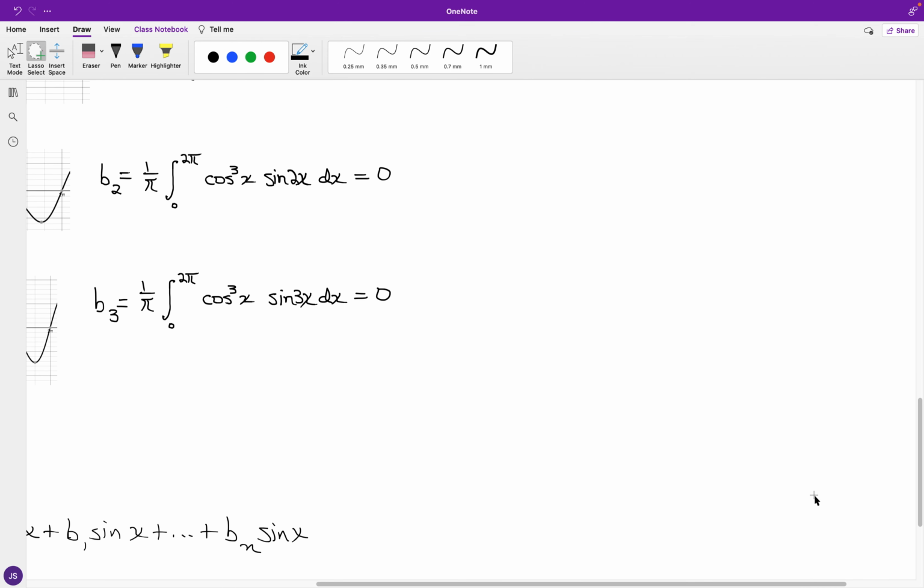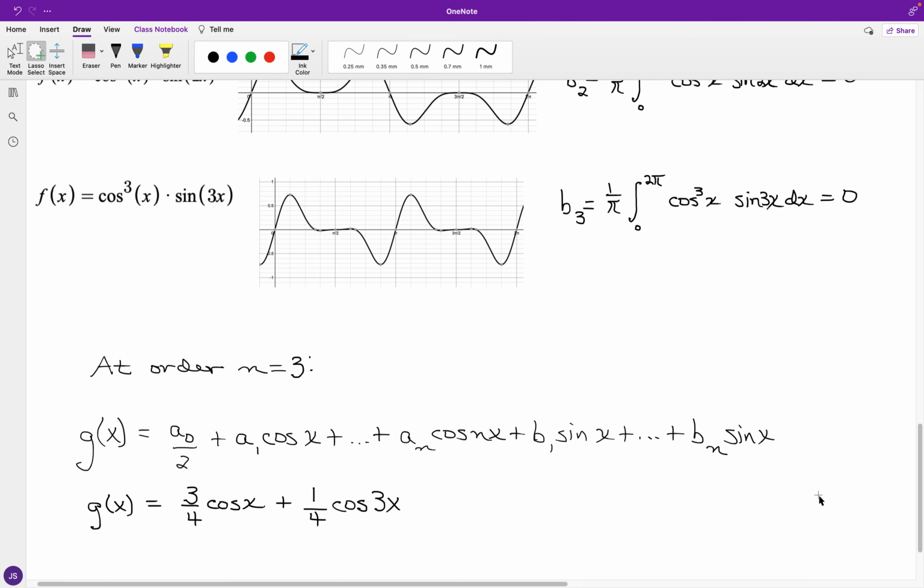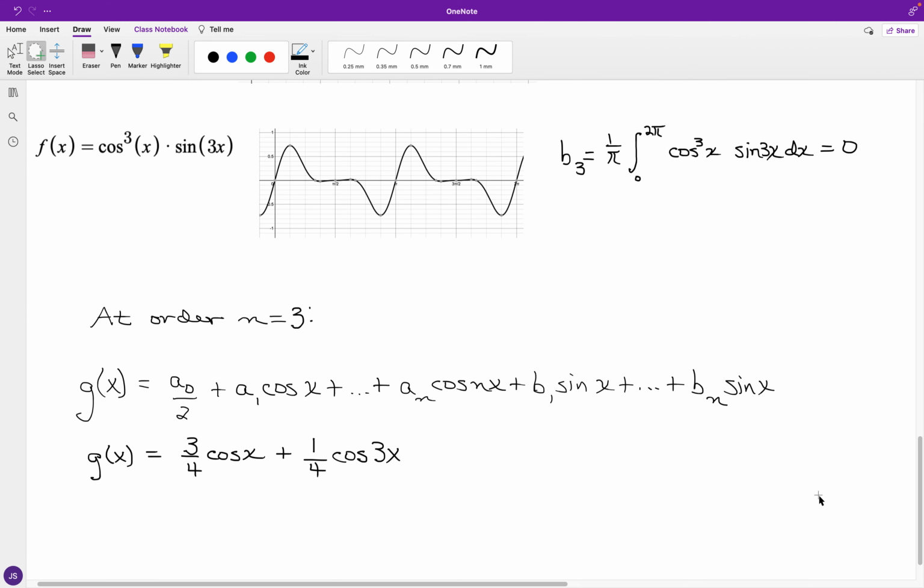And carrying over to what we have for g of x, at order n equal to 3, again, a naught is 0, and we have a sub 1, which is 3/4. This will be applied to the cosine of x, and our other non-negligible coefficient was a sub 3, which was 1/4, and for g of x, we have that constant times the cosine of 3x. So the resulting least squares approximation that we have for g of x will come out to 3/4 of the cosine of x plus 1/4 of the cosine of 3x.